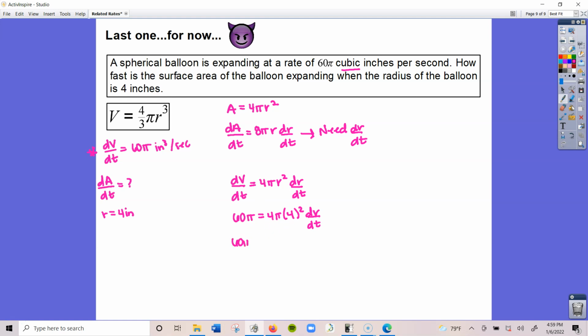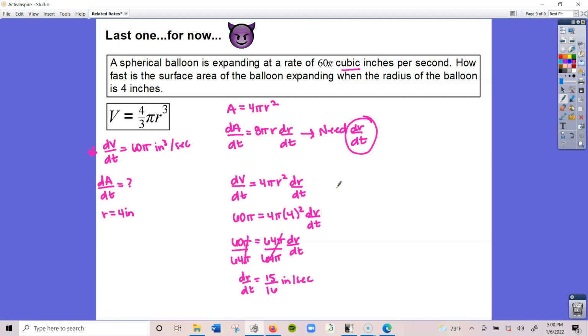This is 60 pi is equal to 4 pi times 4 squared, which is 16. So 16 times 4 pi is 64 pi dr/dt. Divide by 64 pi, and I get that dr/dt. Now I can simplify this by 4. 60 divided by 4 is 15, and 64 divided by 4 is 16, and the pi's would cancel. So dr/dt is 15 over 16 inches per second.